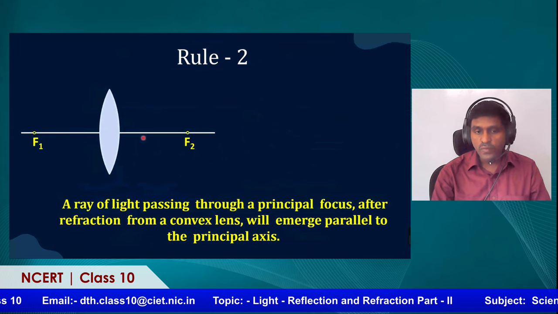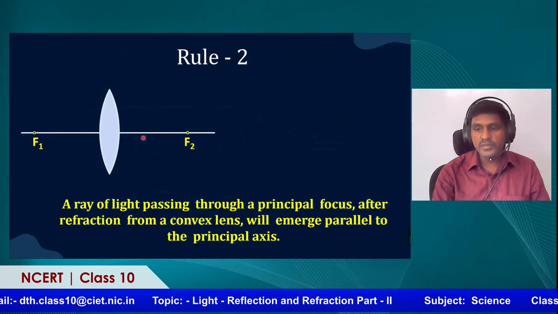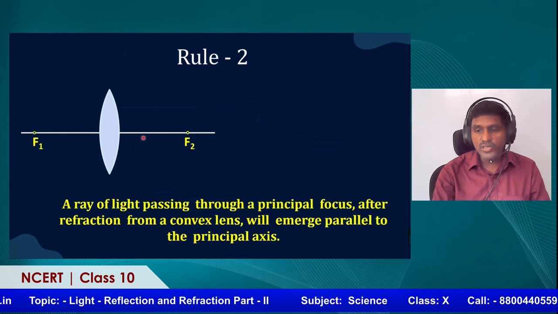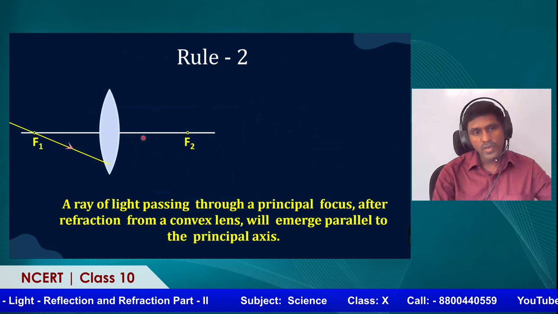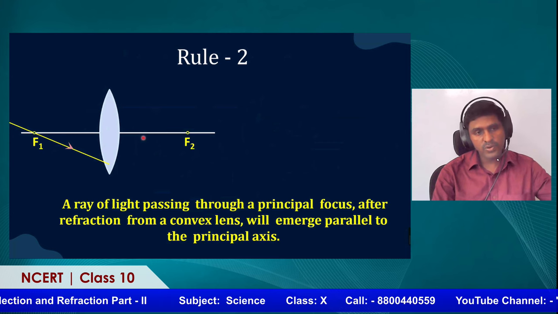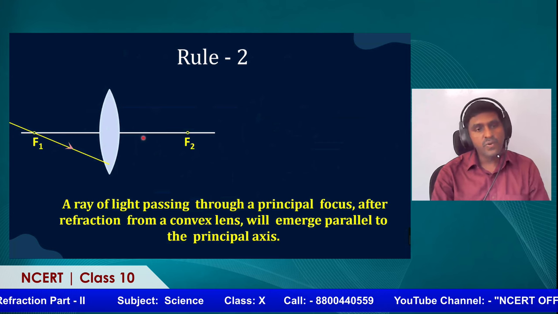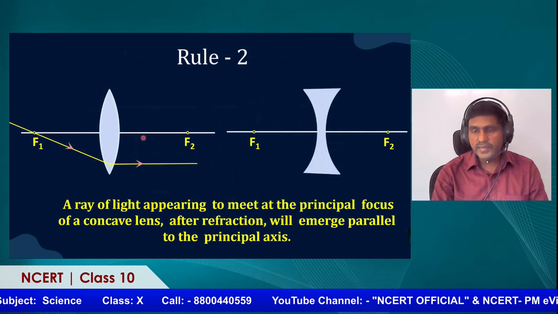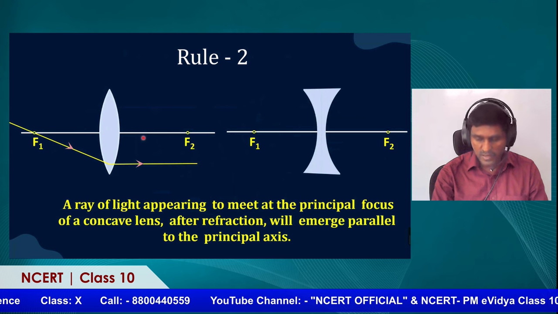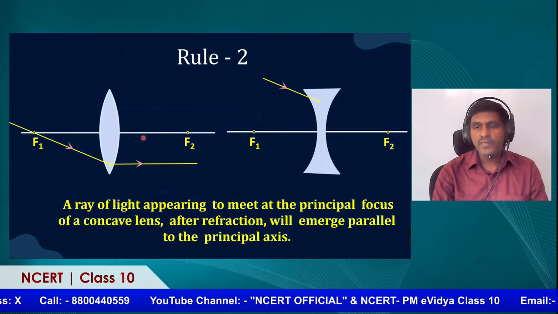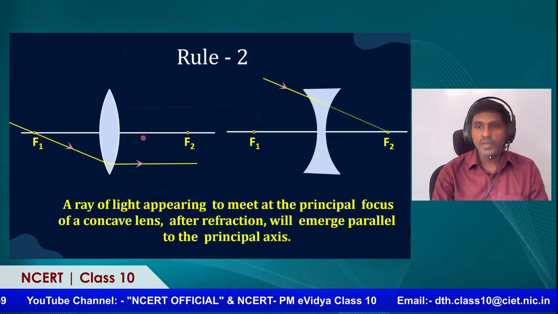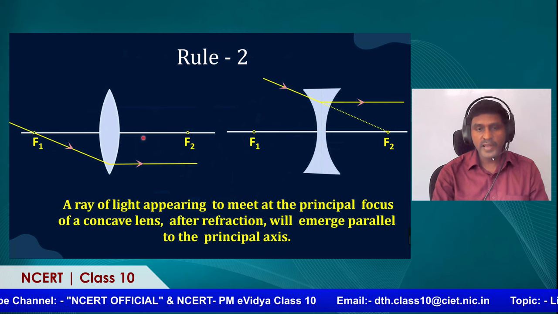Rule number two: when a ray of light passes through the principal focus, after refraction from a convex lens, it will emerge parallel to the principal axis. So it is the reverse of the first one. In the case of a concave lens also, when the ray appears to pass through the focus, it will emerge parallel like this.